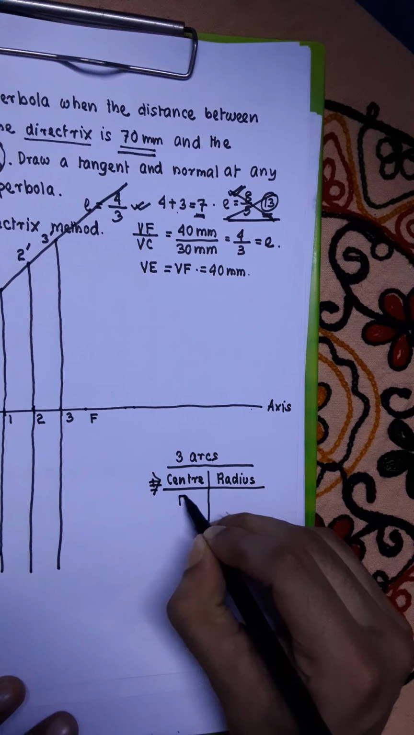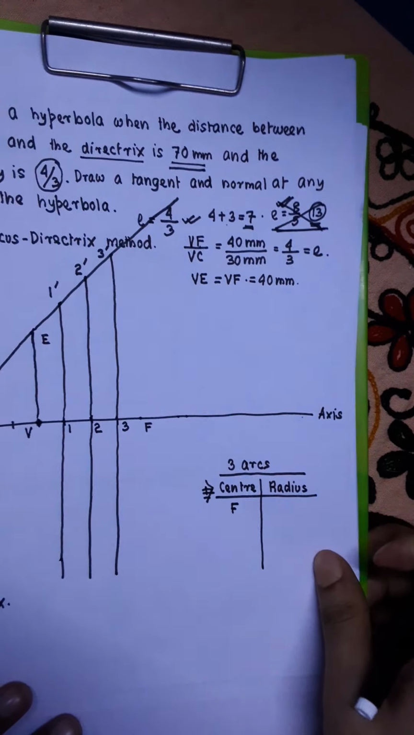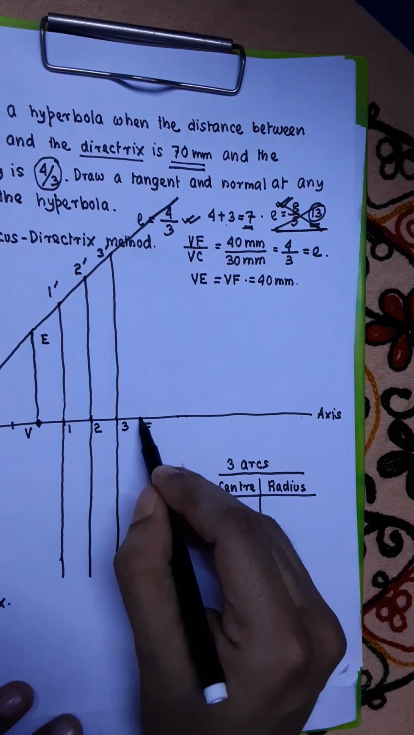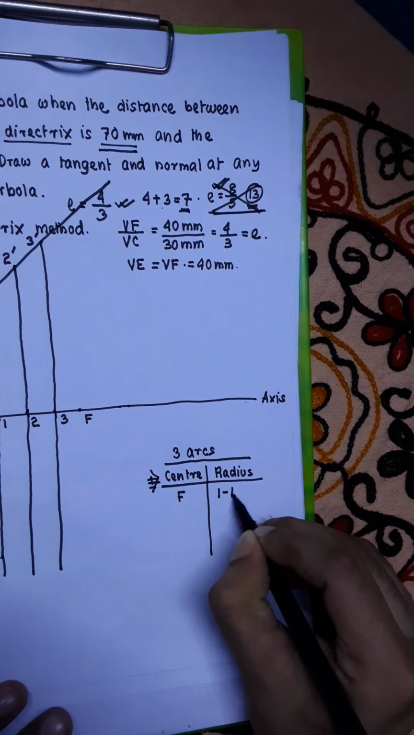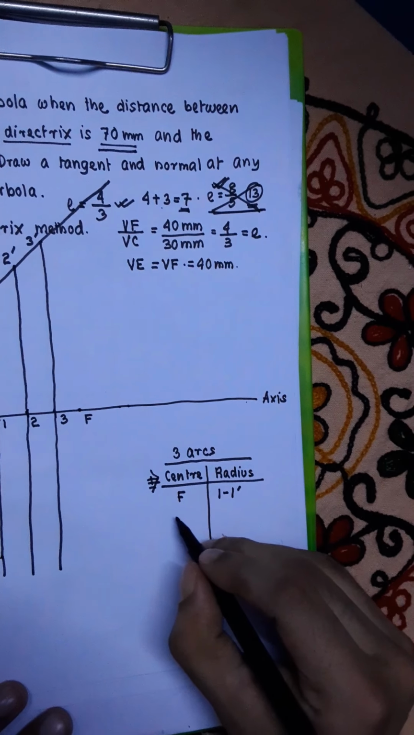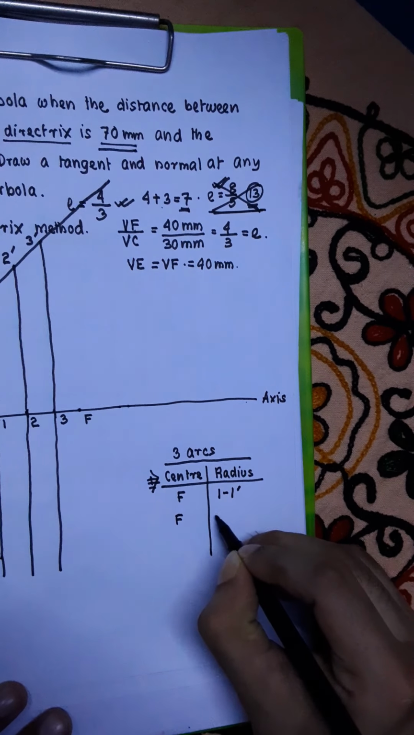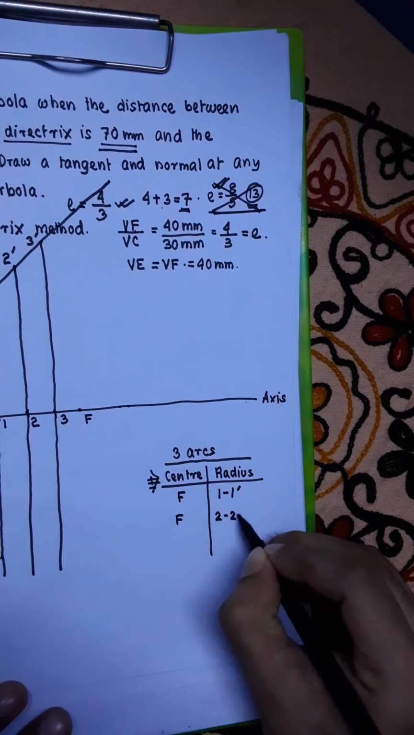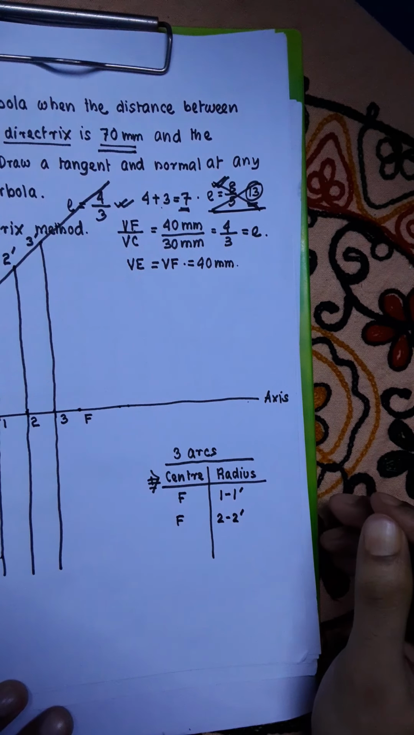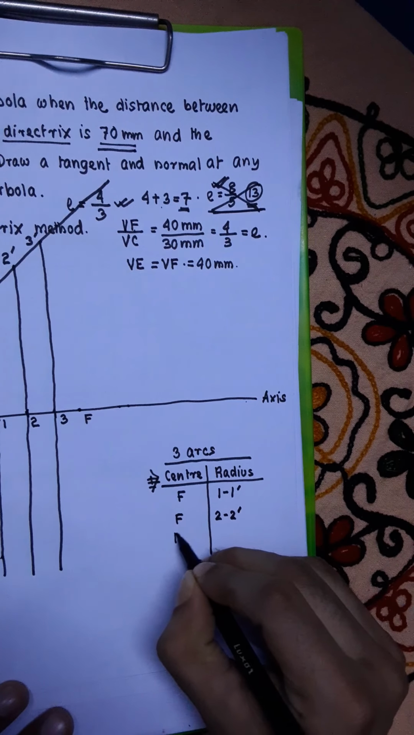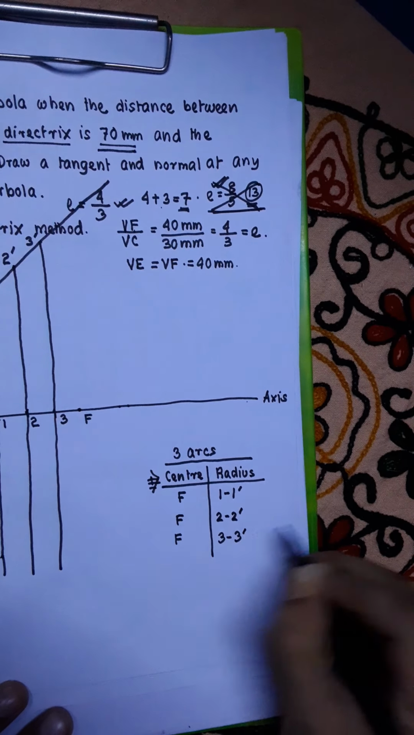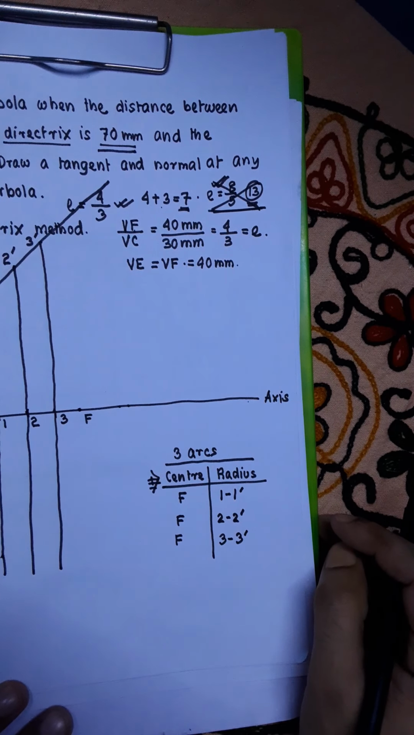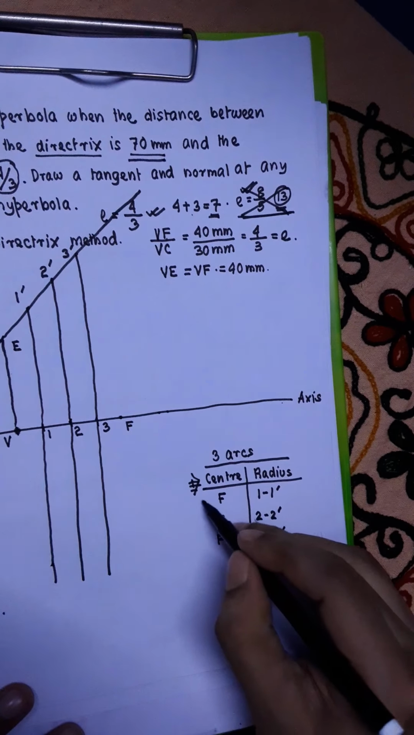So for the first arc, the center will be the point F, that is the focus. You have to put the center of your compass here and draw the arc with a certain radius value. The radius of the first arc will be the length 1 dashed. For the second arc, the center will remain the same, but the radius will become 2 dashed instead of 1 dashed. And for the third arc, the center will remain the same, focus, and radius will become 3 dashed instead of 2 dashed.